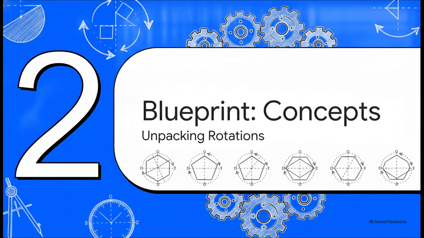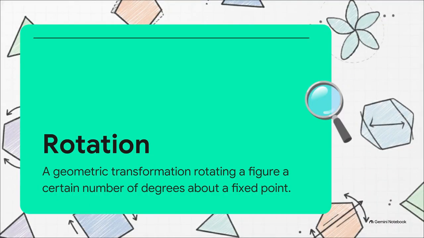Section 2. The blueprint. Concepts. Let's unpack rotations. All right, I need you to lock in right now because we're about to learn the non-negotiable definitions that are going to serve as the foundation for the rest of this unit. A rotation is a geometric, rigid transformation that involves rotating a figure a certain number of degrees about a fixed point. Think of a point, and just imagine a shape moving along a circular path around that exact point.